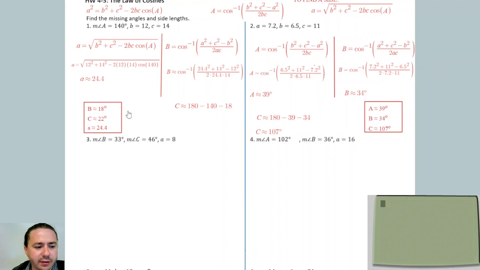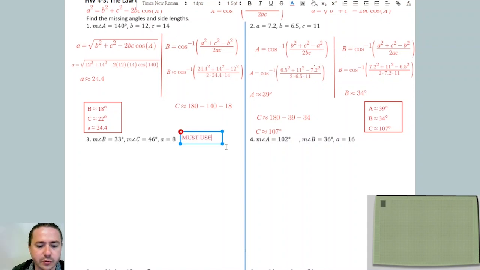So wait a minute. This is not going to be one that we can solve with law of cosines. Because if we have angle B, we'll call that B, we'll have angle C, and side A would then have to be this one. This is an angle side angle situation, and we're not going to have enough information to use law of cosines. Because if we try to get either of these other sides, we're going to be stuck because we don't know the second side. So we're going to have to use law of sines on this one. So this becomes a law of sines problem. So make a little note: must use law of sines.